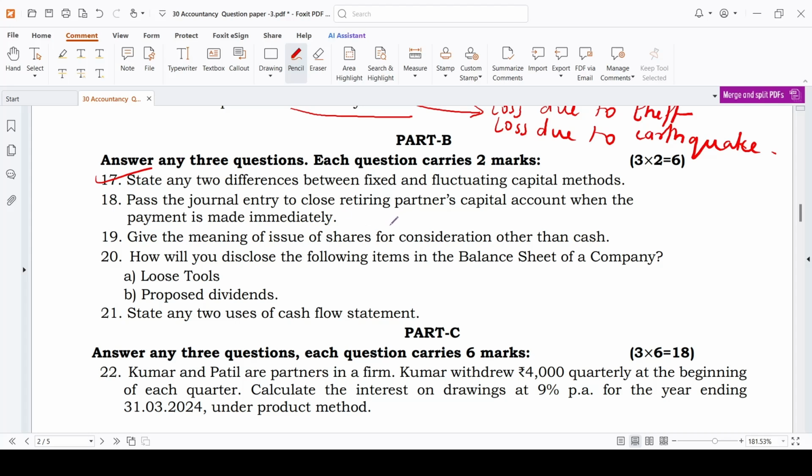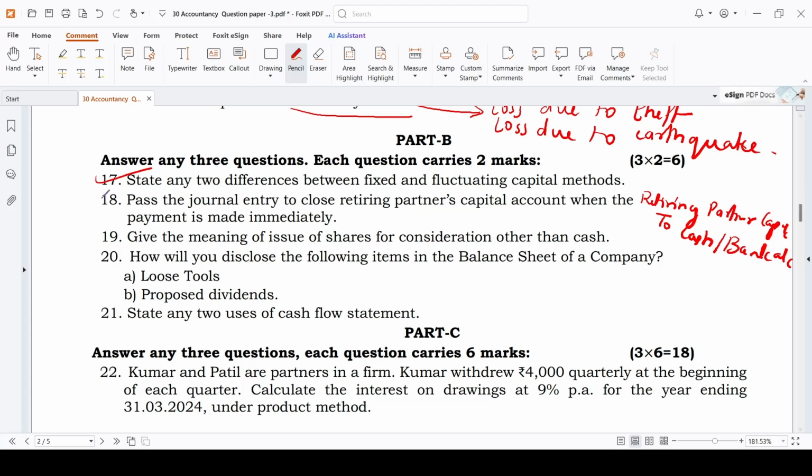Pass the journal entry to close the retiring partner's capital account when the payment is made immediately. Journal entry is retiring partner's capital account debited to cash or bank account. You can pay it through cash or through a bank.